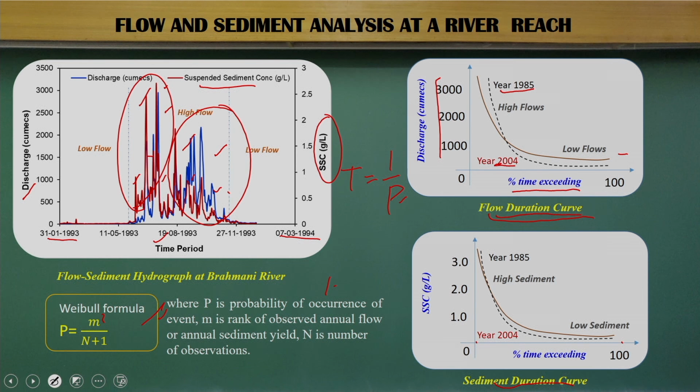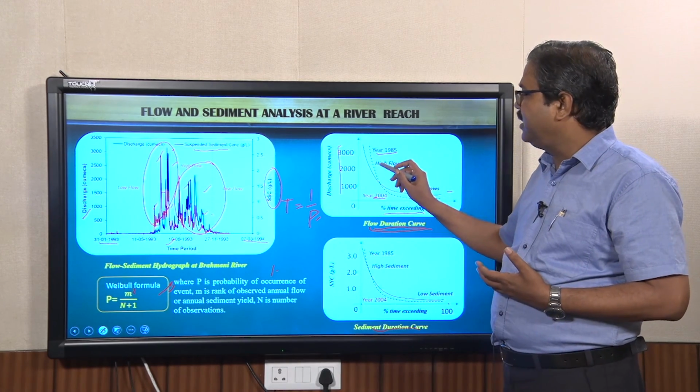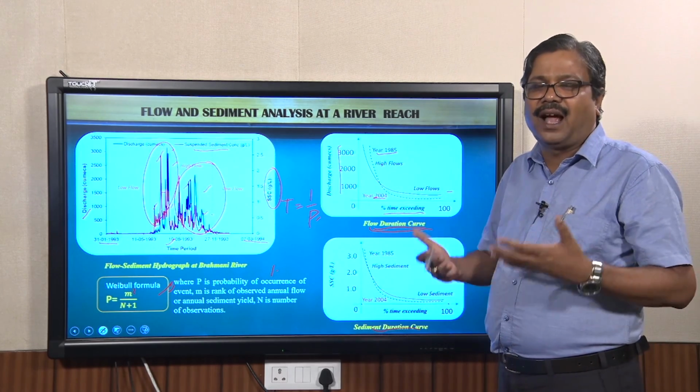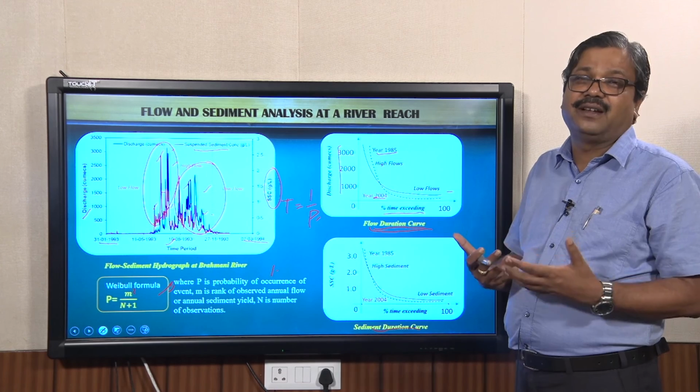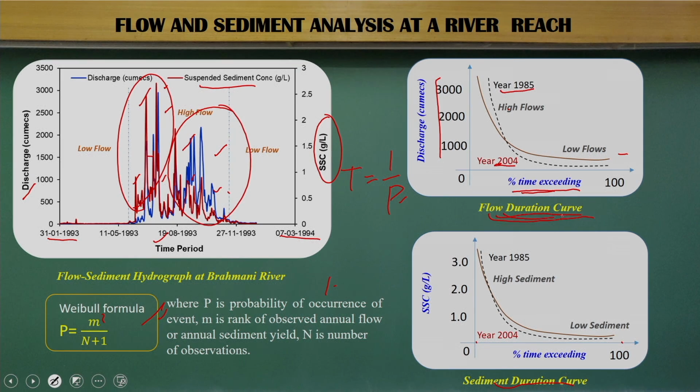It says how the river flows are changing because of anthropogenic activities, because of natural variability, how the year-wise flow variabilities are there. The low flow is increasing, high flow is decreasing. What is happening at the probability space? That's what we can do when you have the flow duration curve analysis. In the same way, we can know the sediment duration curve, that between these 2 years, 1985 and 2004, how the things are changing.